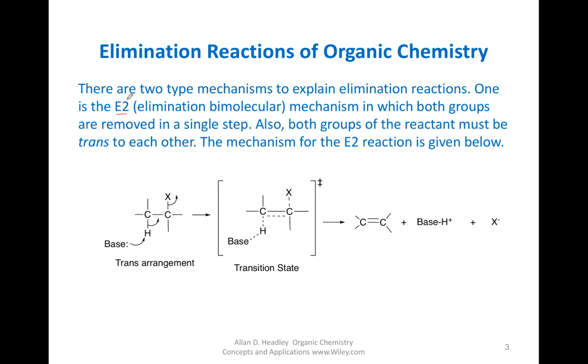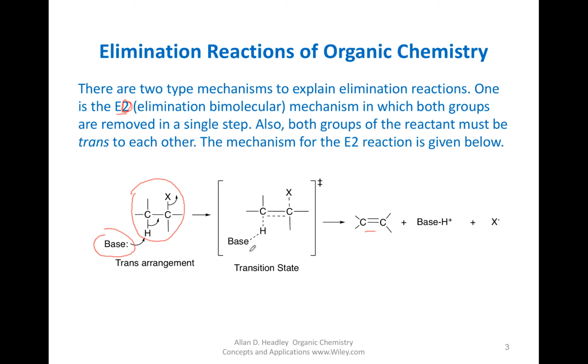And remember, that's E2, there's an E for elimination and a 2 here. What does that 2 mean? That 2 means that there are 2 reactant molecules in a single step to form the product. Reactant molecule 1 is the base, and reactant molecule 2 is the organic molecule with the leaving group, typically a halide. So these 2 molecules in a single step go to form the alkene.